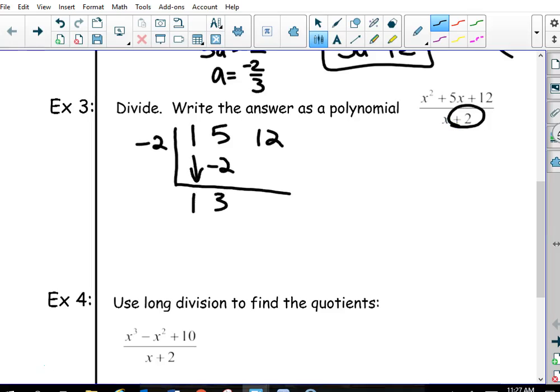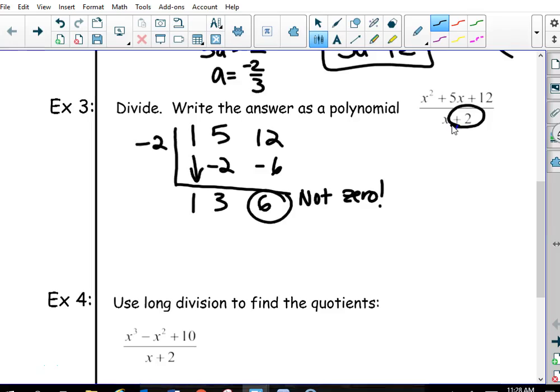Negative 2 times 3 gives me a negative 6. Okay, so what I wind up with is a not 0. Not 0. And that means that x plus 2 is not a factor of the quadratic in the numerator. But I want to remind you on how we write remainders.